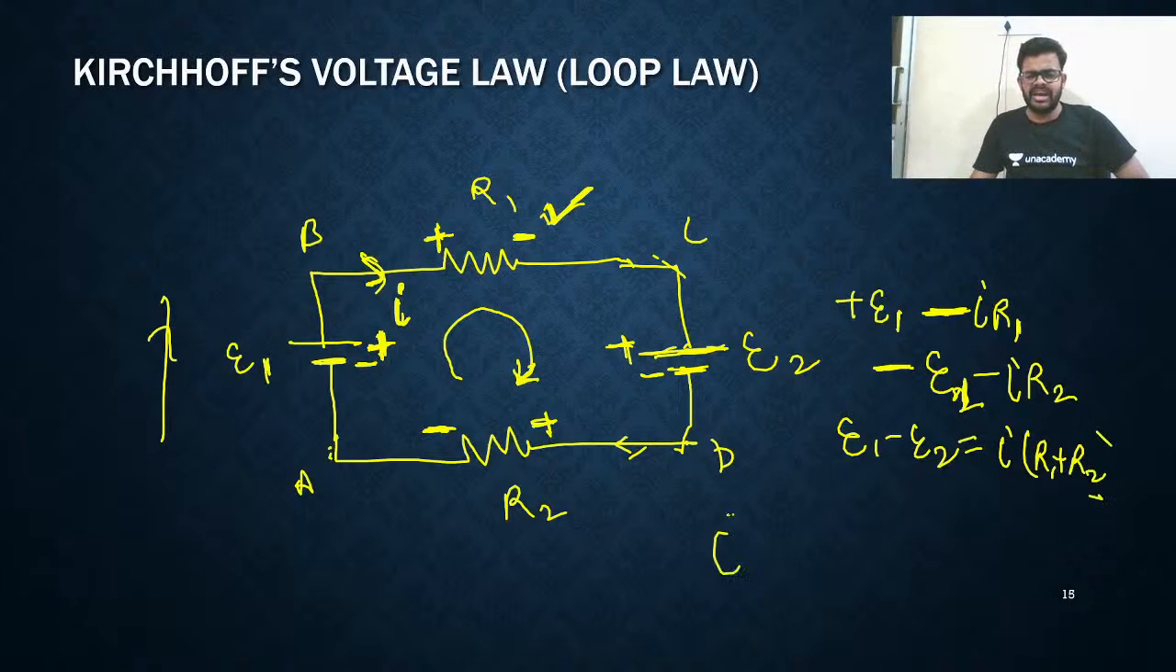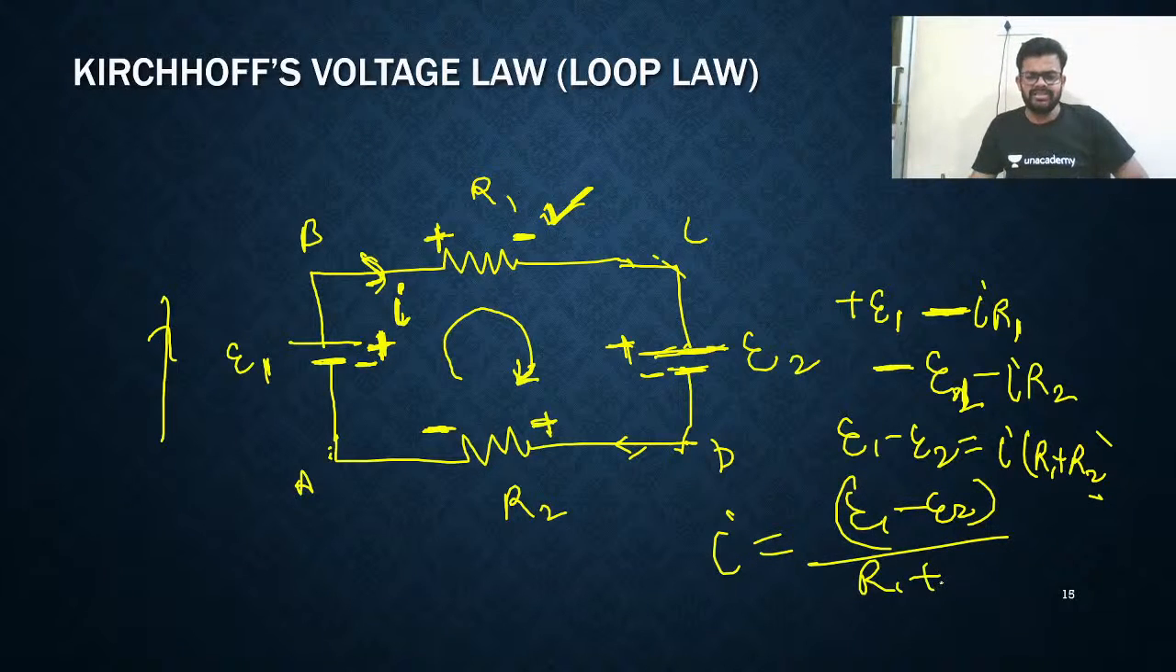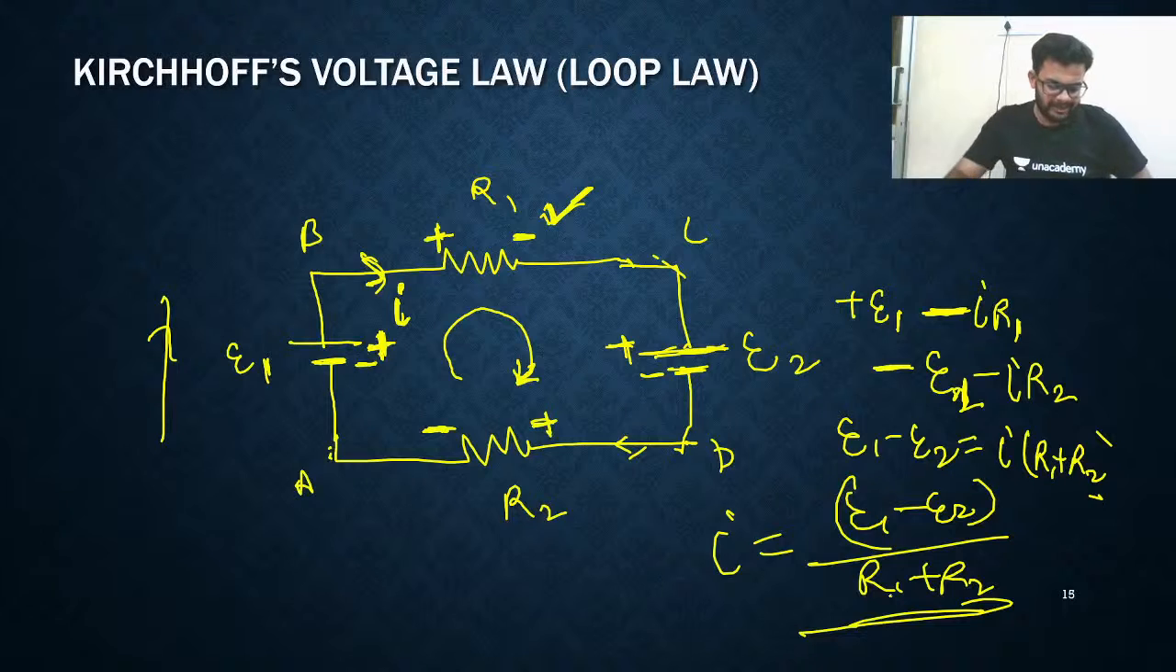So final answer, current you are getting what? E1 minus E2 divided by R1 plus R2. That's all. Okay. Got it? Is this explanation good? Yes. Did you understand?